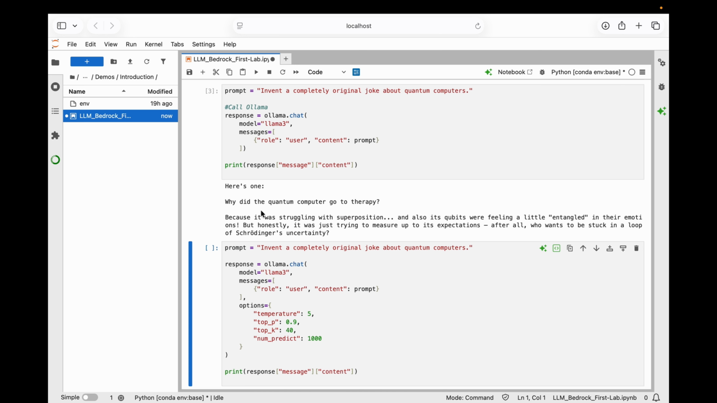And then we have a joke from the model. Why did quantum computers go to therapy? Because it was struggling with superposition and also its qubits were falling a little entangled with their emotions.